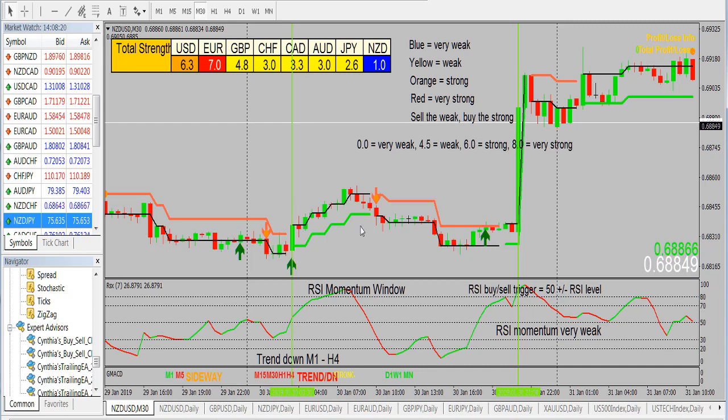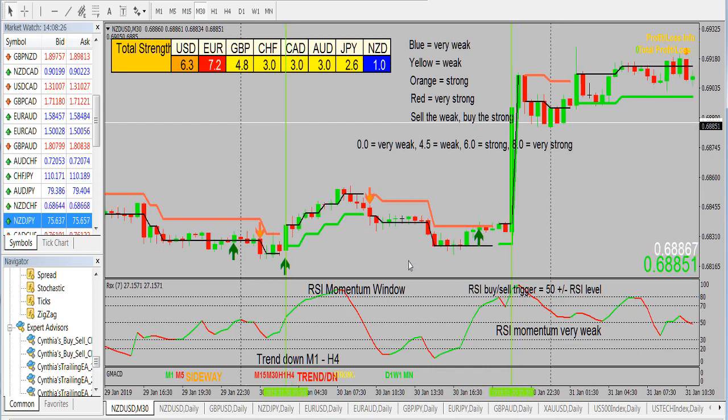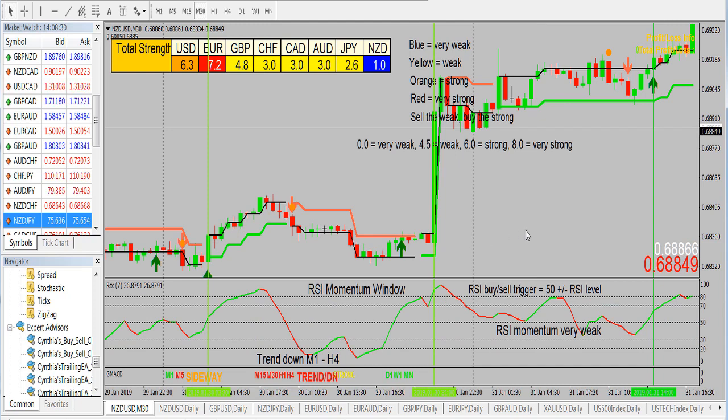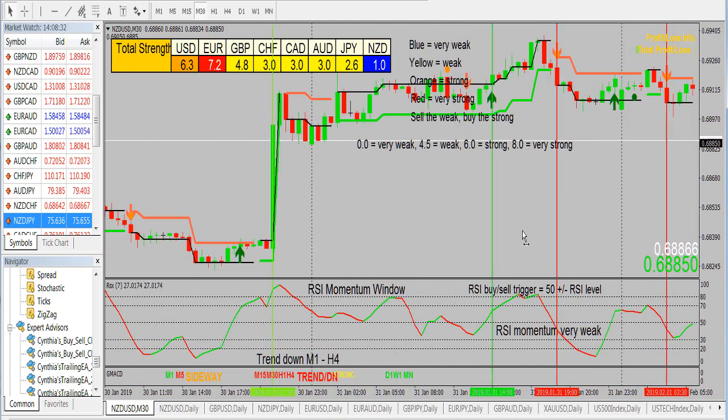So you could try many times to get in and out according to this template, but with this pair, because the breakouts are so rare and the ranges go on for so long, I just don't consider this a very tradable pair. Now here you had this big breakout. This pair doesn't do this very often, but look at the RSI. It was already very strong.